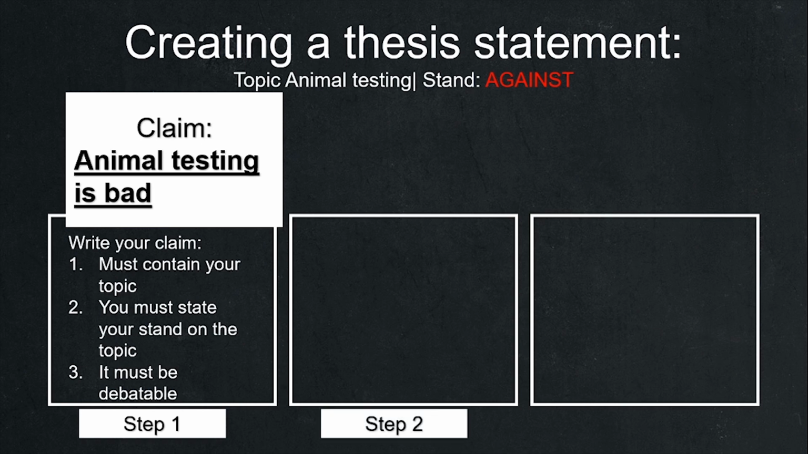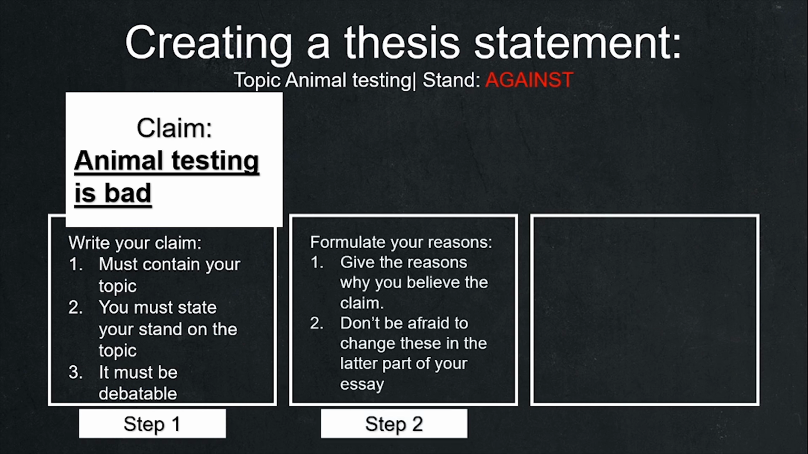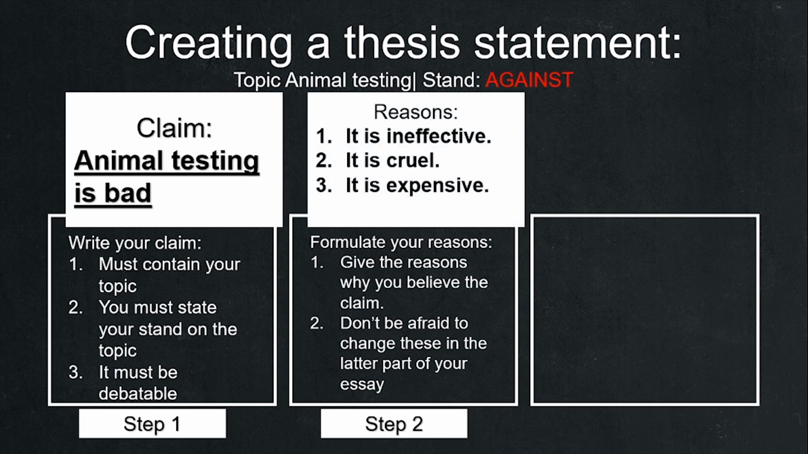Step 2 would be formulate your reasons. Give reasons why you believe the claim. Don't be afraid to change these in the latter part of your essay. Again, this could be just a draft, and you could find different reasons as you write your essay. So for example, my reasons would be it is ineffective, it is cruel, and it is expensive.